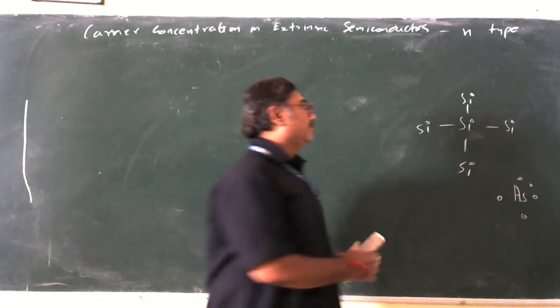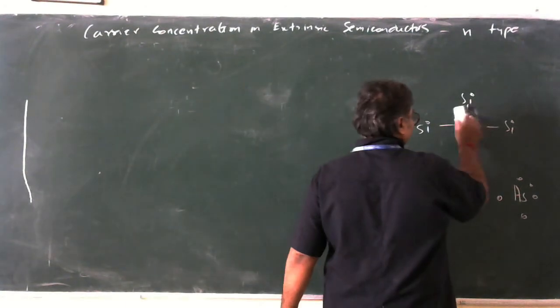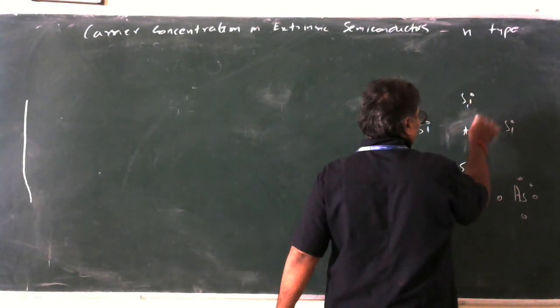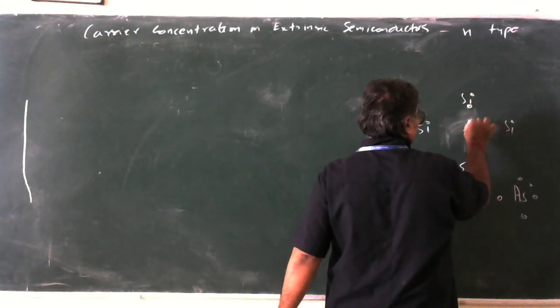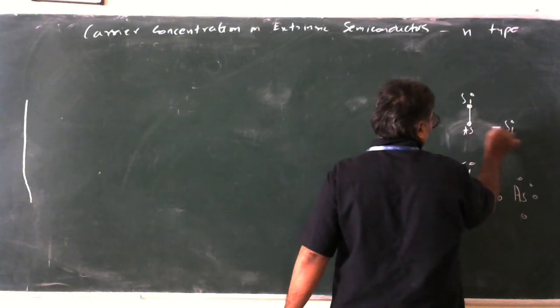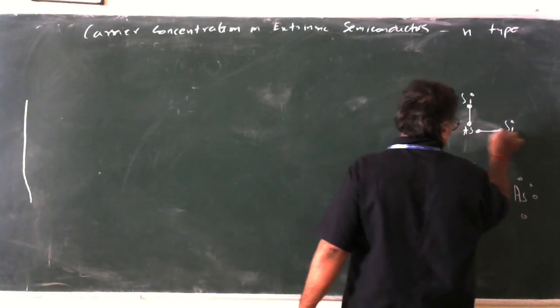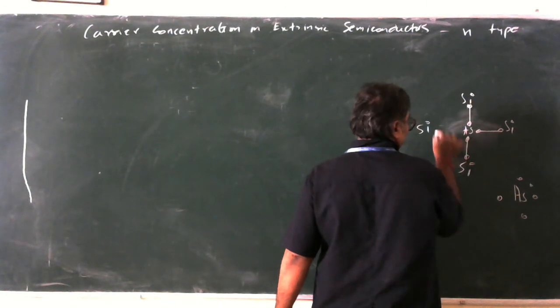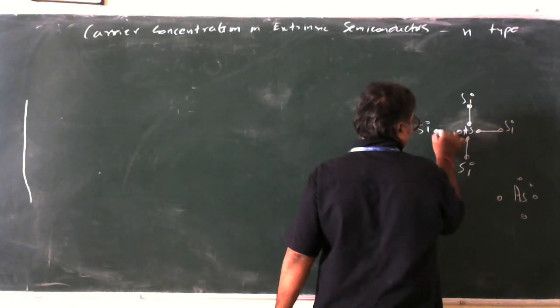When this is added, a silicon atom is replaced, so here we have arsenic. Silicon has 1 electron, arsenic has 1 electron, and sharing is happening to form a bond. The same sharing happens with each of the four neighbors.